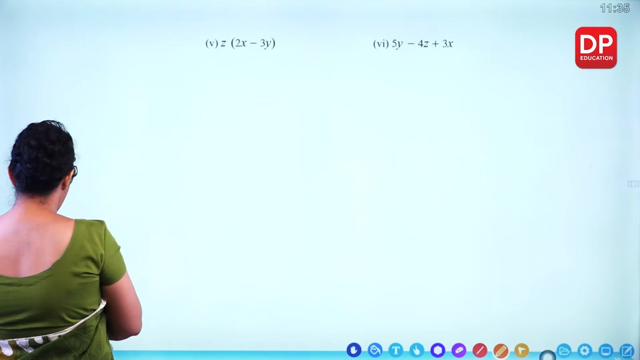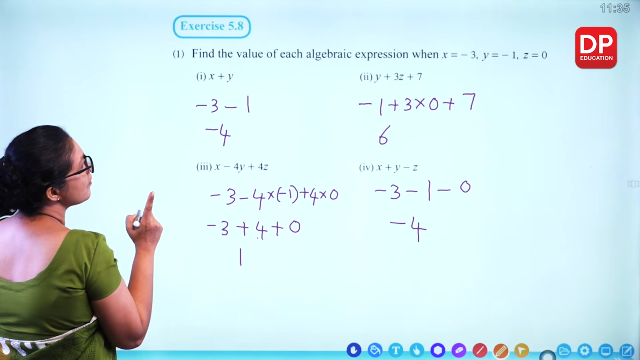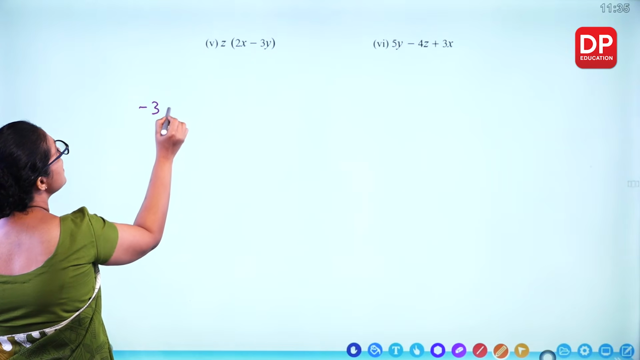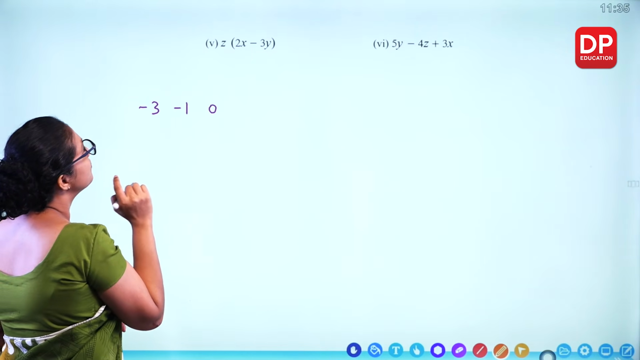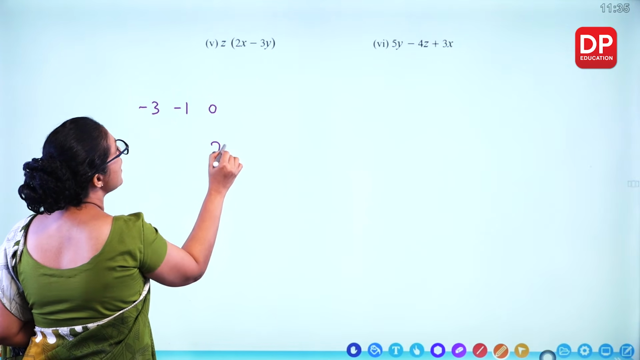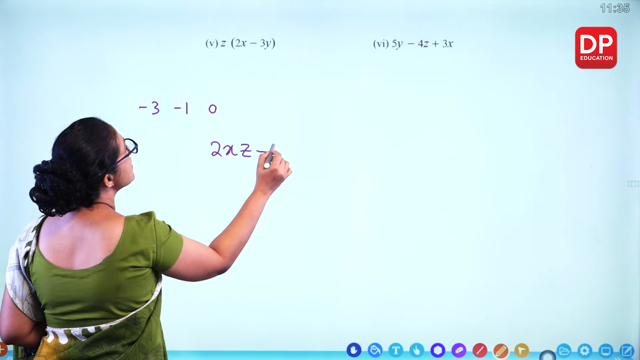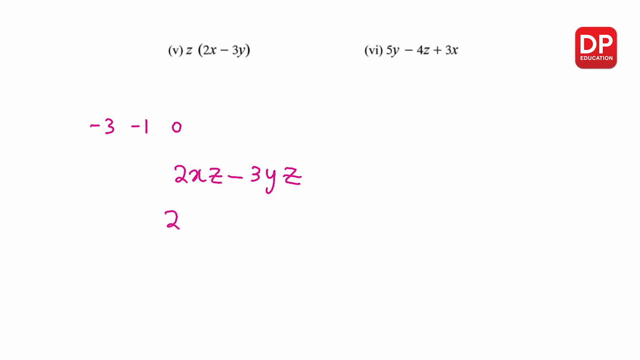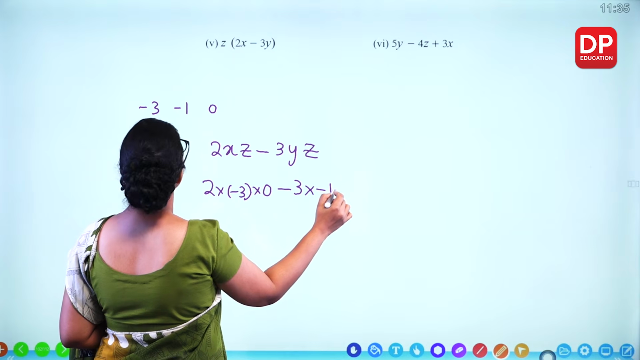So what are the values of x, y, z? Minus 3, minus 1, 0. Now first expand. z times 2x, 2xz minus 3yz. Now substitute. 2 times minus 3 times 0. 3 times y. y is minus 1 times 0.